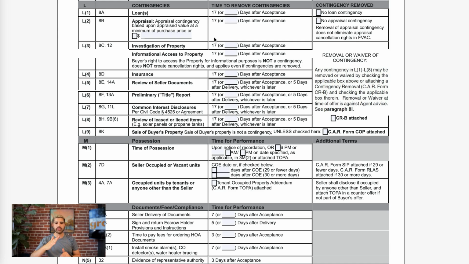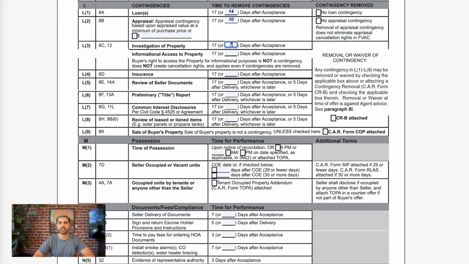And we'll remove them and have days on here. This doesn't have to be 17, for example. It could be 10 or 14 and 10 and 7. Having these numbers reduced makes your offer stronger because it shows that we're trying to get things done quickly. And removing these contingencies is also a way to make your offer stronger.